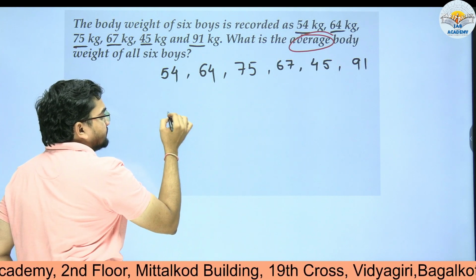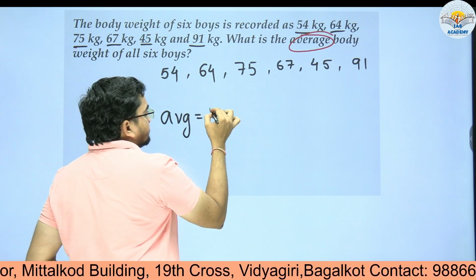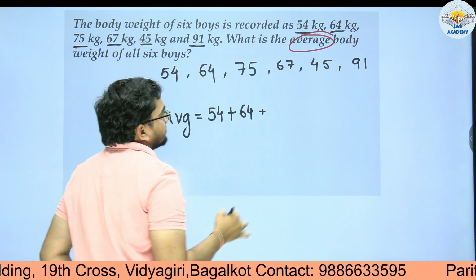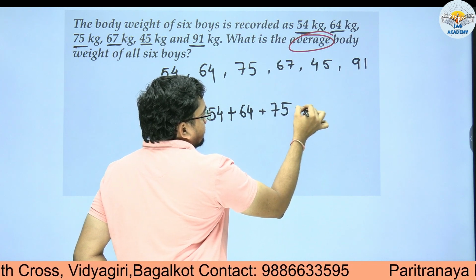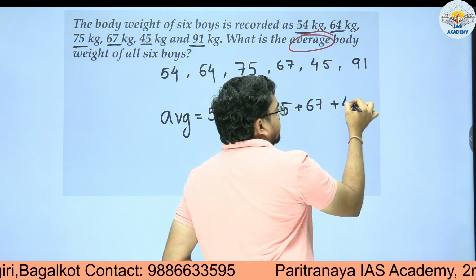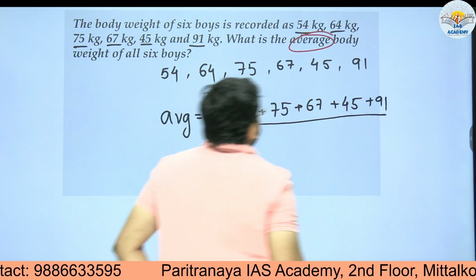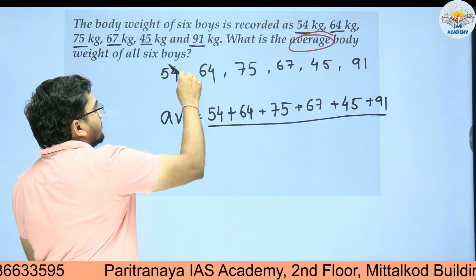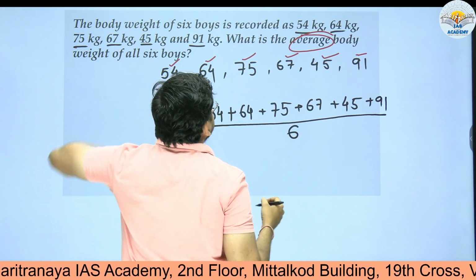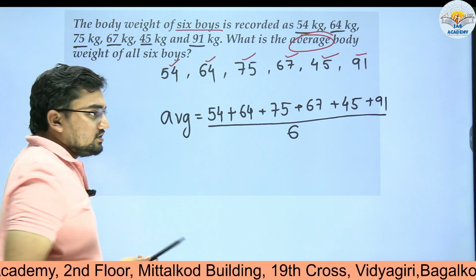So applying the average formula: average is equal to the sum of numbers, that is 54 plus 64 plus 75 plus 67 plus 45 plus 91, whole divided by the number of observations. We have 1, 2, 3, 4, 5, 6, so we have 6 observations. Obviously, we could have understood from the beginning that the observations were given as 6 boys, right?